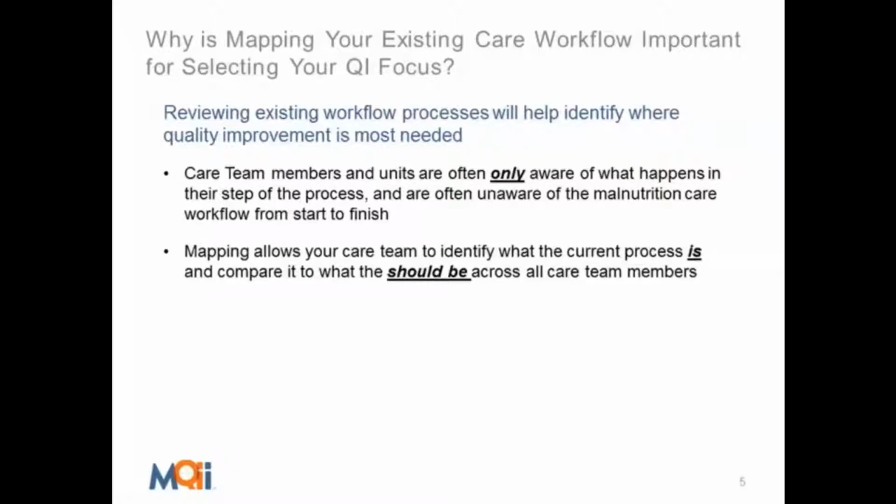What we've seen and what the evidence suggests is that care team members and units are often only aware of what happens in their step of the process. So nurses may only be aware of what other nurses are doing, dietitians may only be aware of what other dietitians are doing, and they may be unaware of the malnutrition care workflow from start to finish, or where gaps are taking place in that workflow, where handoffs and communication may not be as effective as they could be, and even where a specific team member's role may not be taking place or taking place as effectively as it could be because they don't understand how that role contributes to the overall picture.